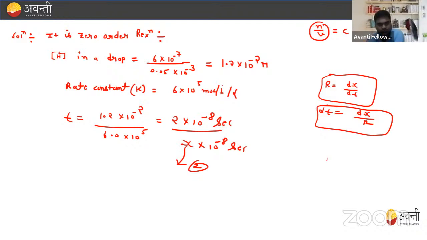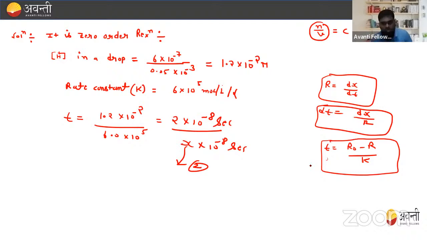I hope this is clear to you, right? Because for the zero order, we know that T is equal to nothing but R naught minus R upon K. So this is the T. Okay. So we know the concentration of H plus ion, and just dividing by the rate constant, we can calculate this.